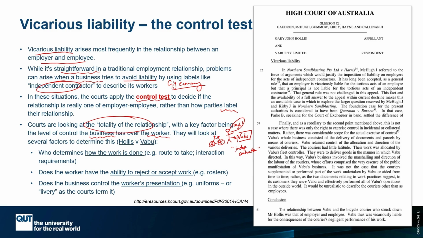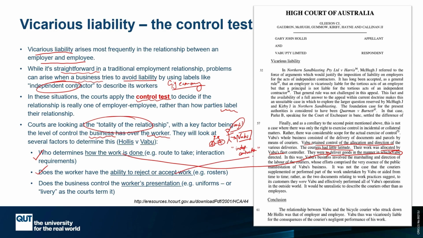Well, the courts had a look at the actual relationship, and as part of this court case, they set out a number of factors. And you can see in the actual court case here, where they're talking about the company, Vabu, retain control of the allocation and direction of the deliveries. The couriers had little latitude. Their work was allocated by Vabu. They had to deliver goods in the manner in which Vabu did. So you can see here the court is saying Vabu had control over how the work was done.